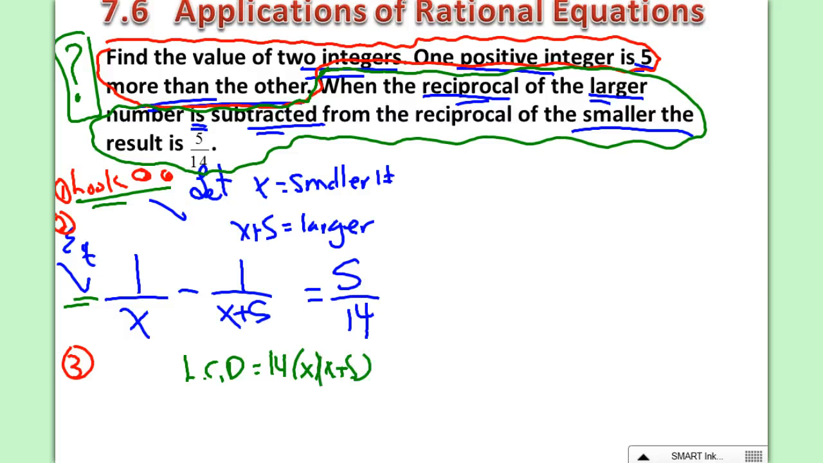I multiply every term by that, x and x plus 5 and 14. I blow stuff up. And now I'm just going to zoom ahead and simplify it to save some time.